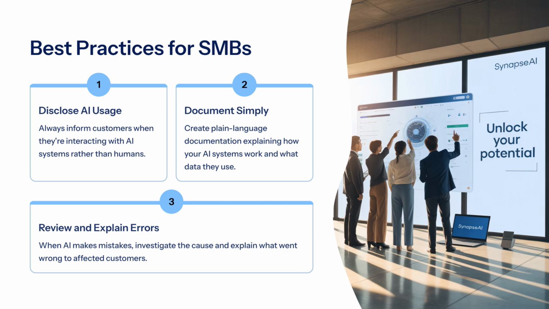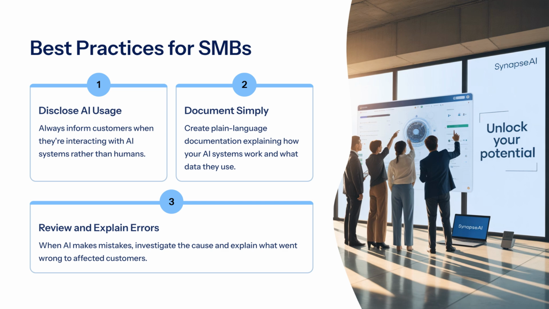You don't need to be a data scientist to improve transparency and explainability. Here are three best practices. First, always disclose when customers are interacting with AI instead of a human. Don't pretend it's human. Honesty builds trust. Second, document your systems in plain language. No jargon. Just explain what the AI is designed to do, what data it uses, and what it can't do.